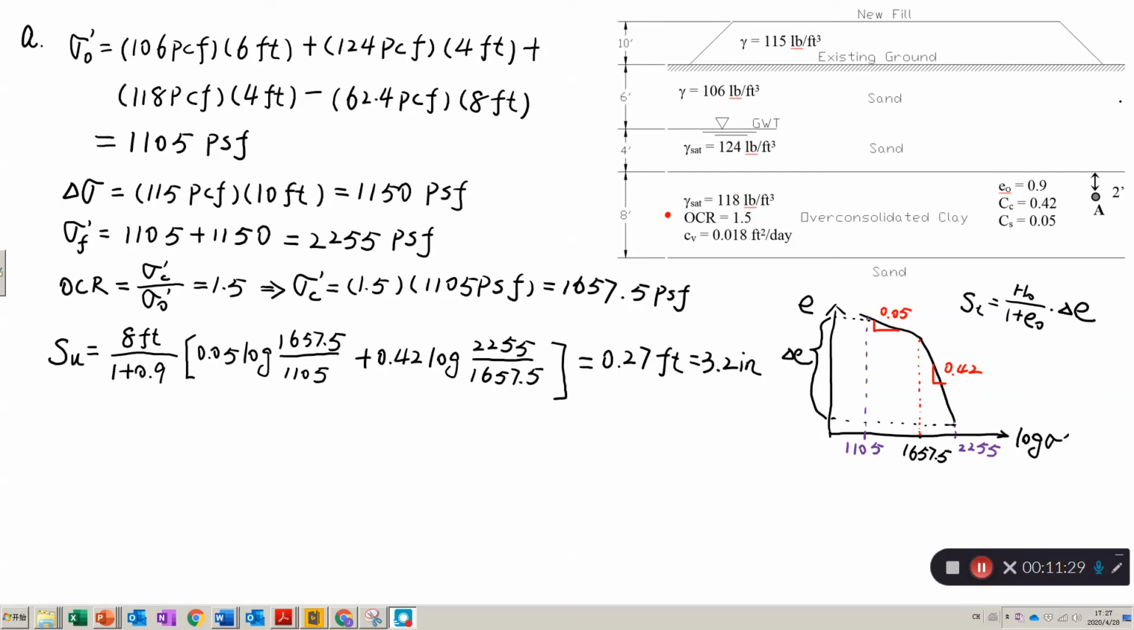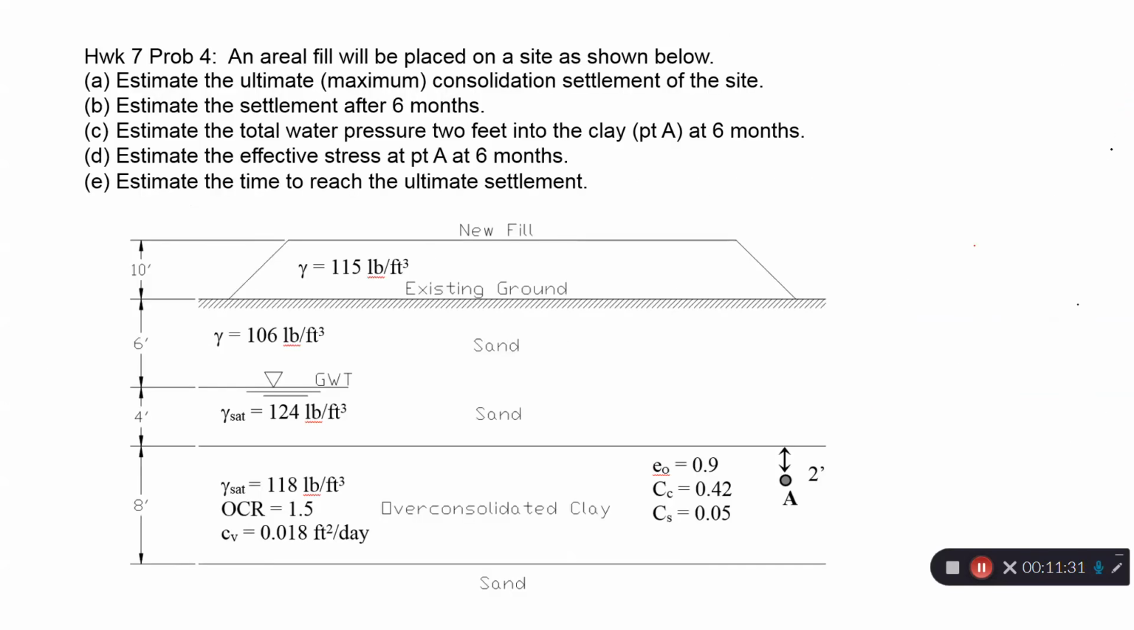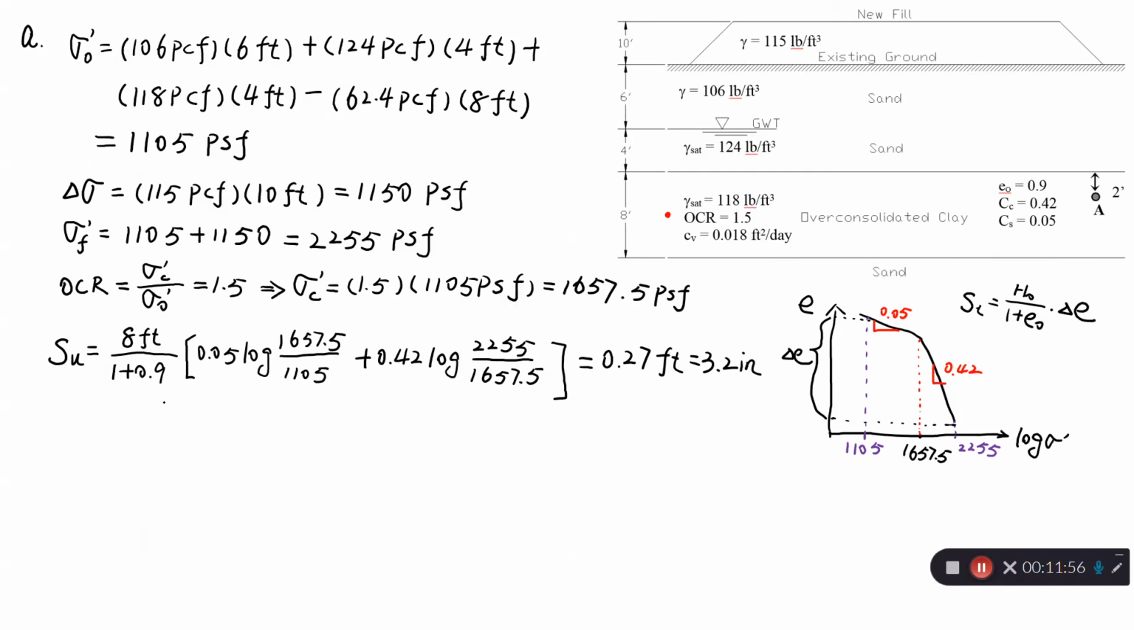Okay, next let's look at part B. In part B, let us estimate the settlement after 6 months. So it's a time rate problem. My first thought would be to calculate T sub V from C sub V, right? Okay, 6 months is about 180 days.